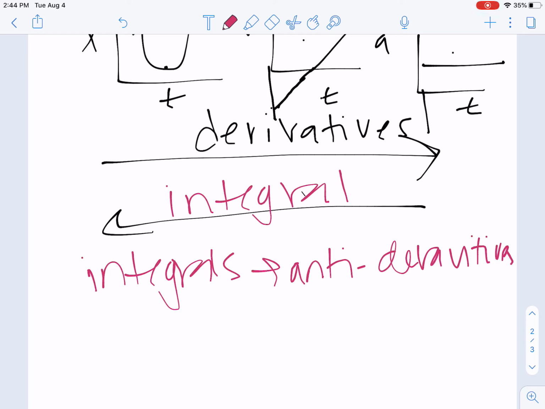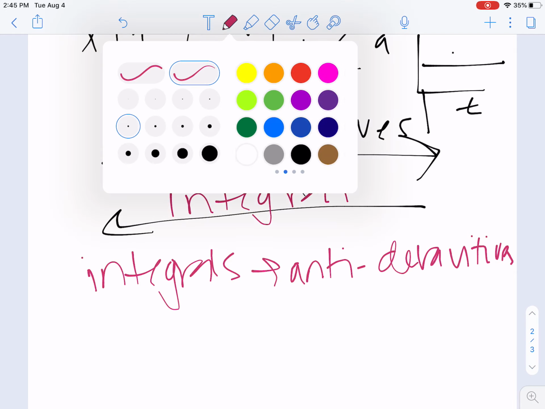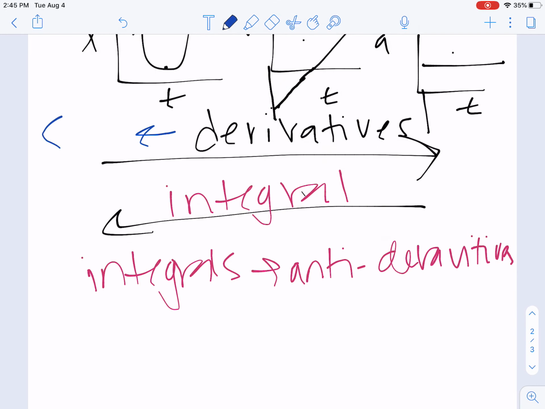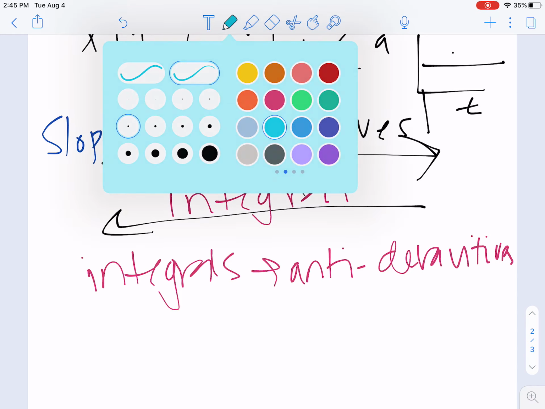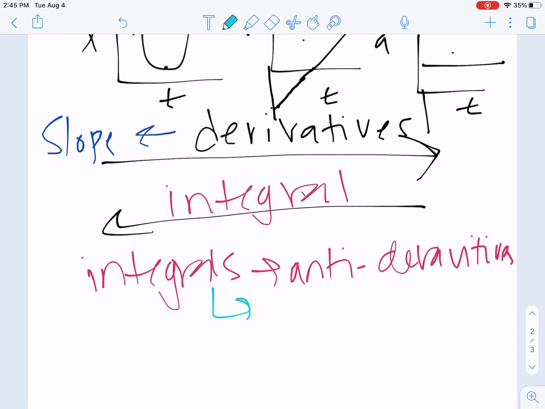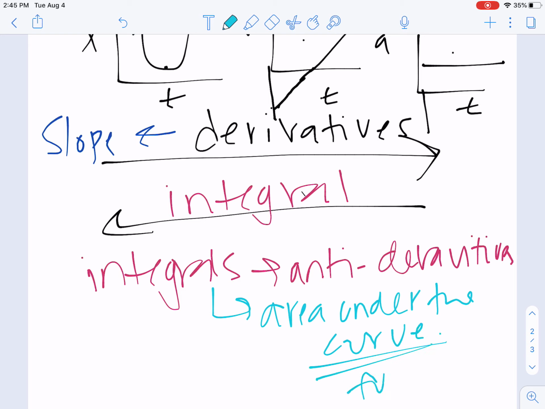But if a derivative is slope, then an integral is the area under the curve. When we say the curve in upper level math, we just mean the function itself. It doesn't actually have to be curvy.